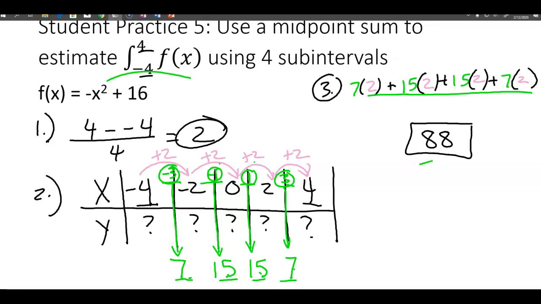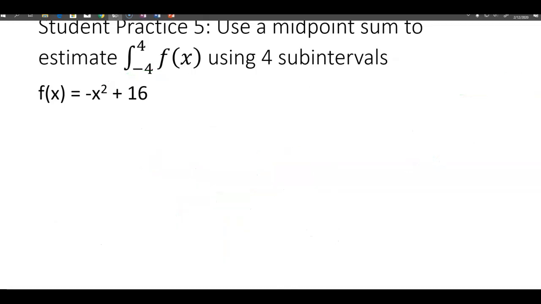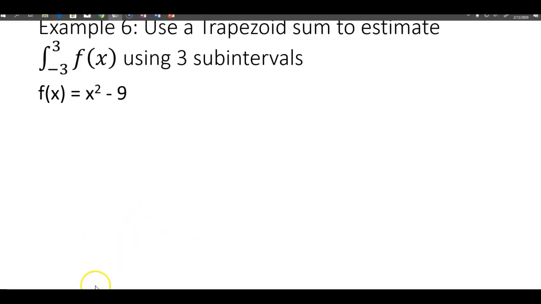So there you have it. One more type of problem before we call it a day. I want to show you guys how to do the same thing with a trapezoid problem. This one probably won't be too mind-blowing, but we'll do one anyway. Alright, so example 6 on your 6.2 notes.